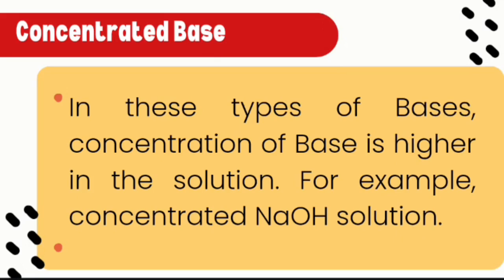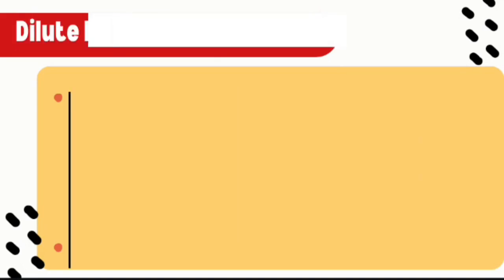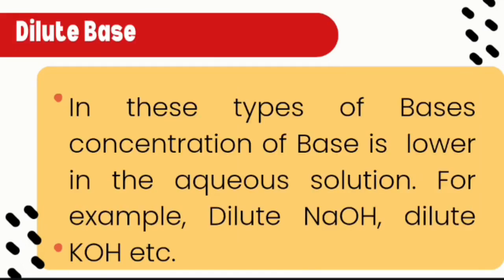Right. Now, what is a concentrated base? These are bases that contain a high concentration of base in the solution. On the other hand, a dilute base contains a lower concentration of the base in the aqueous solution. For example, dilute sodium hydroxide, dilute potassium hydroxide.